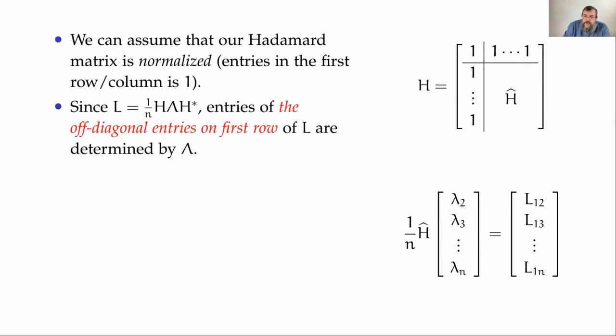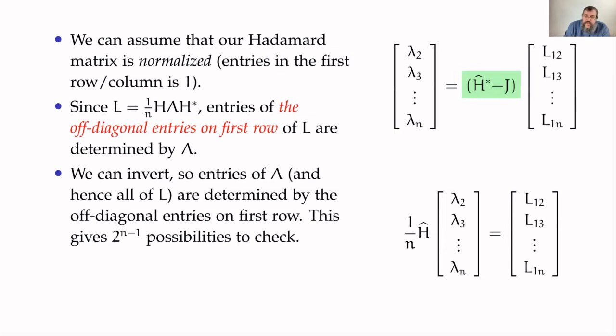All right, well, what can we do? Well, what we can do is it turns out that this matrix H hat is invertible. And in fact, 1 over n H hat has a really lovely inverse. It's our H hat transpose subtract J. All right, so now what does that tell us? Well, it tells us that the eigenvalues can be determined by the first row. So we were saying, hey, the first row can be determined by the eigenvalues, but we can flip it around and say, if we know the first row, we know what the eigenvalues have to be. But if we know what the eigenvalues are, we know the whole matrix.